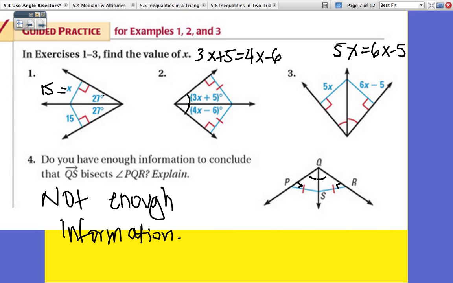Okay, that's it for part 1 of use angle bisection.